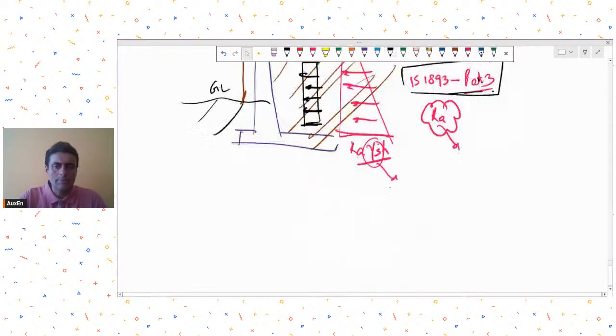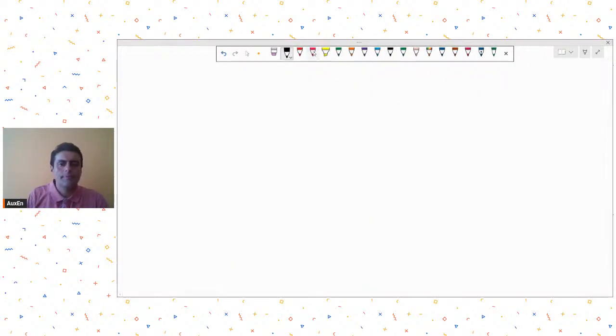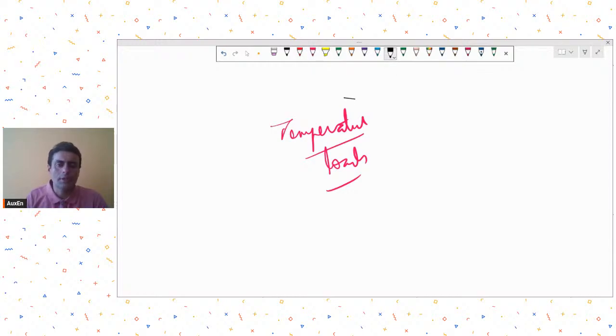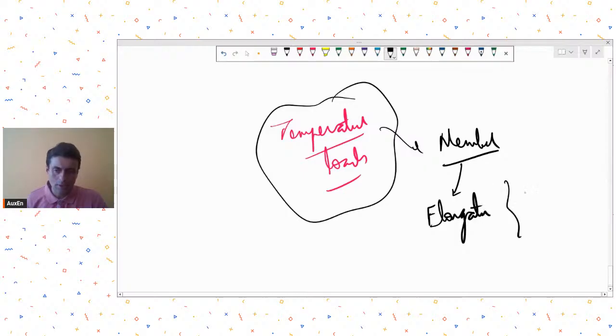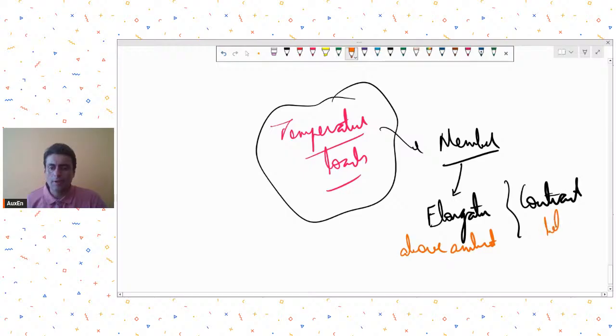So temperature loads, I think he was asking as a general question. Generally, if you are applying temperature load on a member, a possible change in temperature can cause elongation or contraction. If your temperature is above ambient, it will cause elongation. If it is below ambient, it will cause contraction. So your general ambient temperature is taken as 27 degrees Celsius.